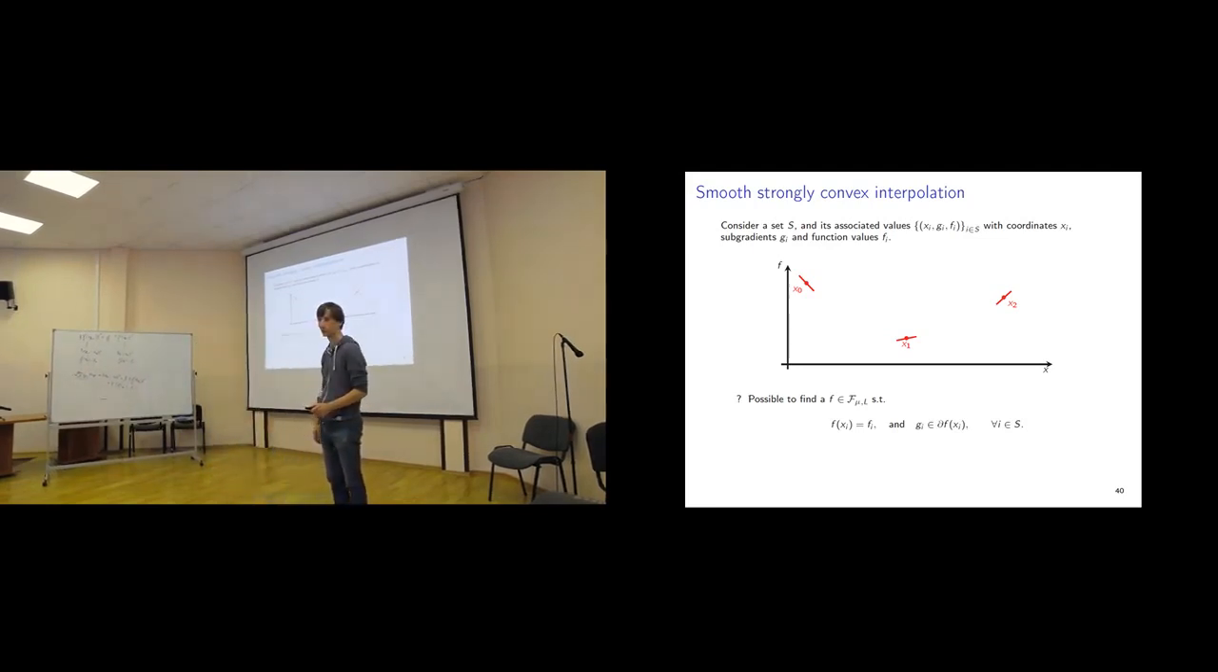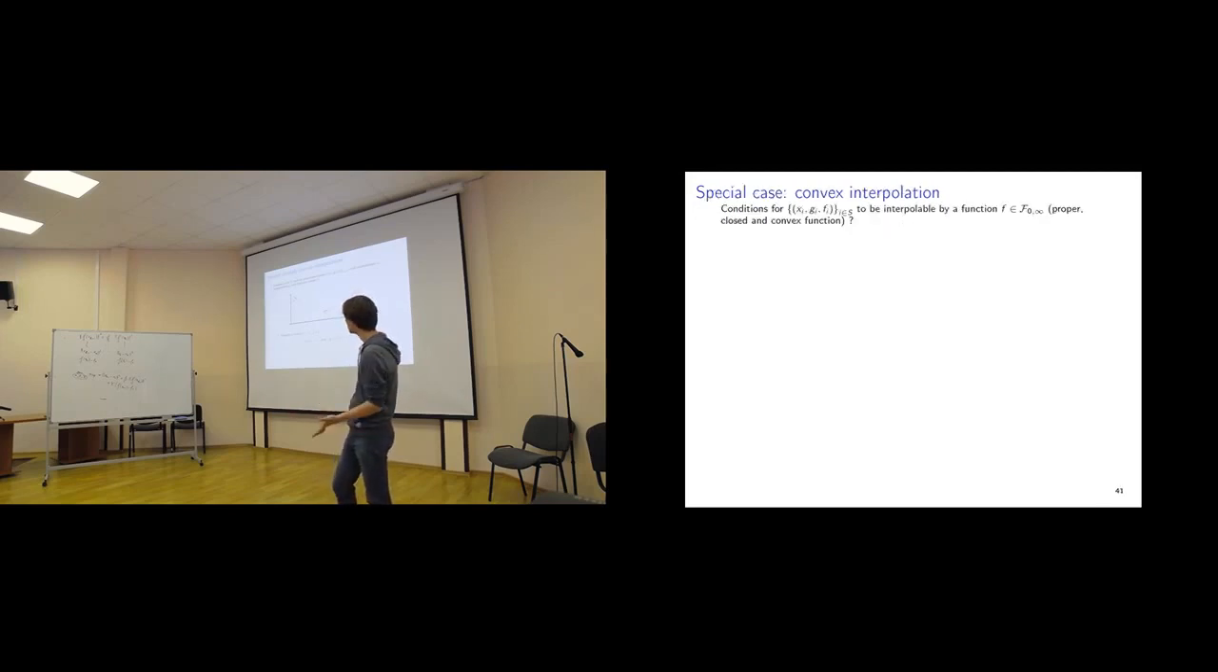Okay, so let me go back to interpolation. Again, let me reformulate the problem. Let's say you are given a discrete version of your function: coordinates, slopes, and function values for all points. And you want to be able to certify that you can recover a function in the class of smooth convex functions such that my data is explained.